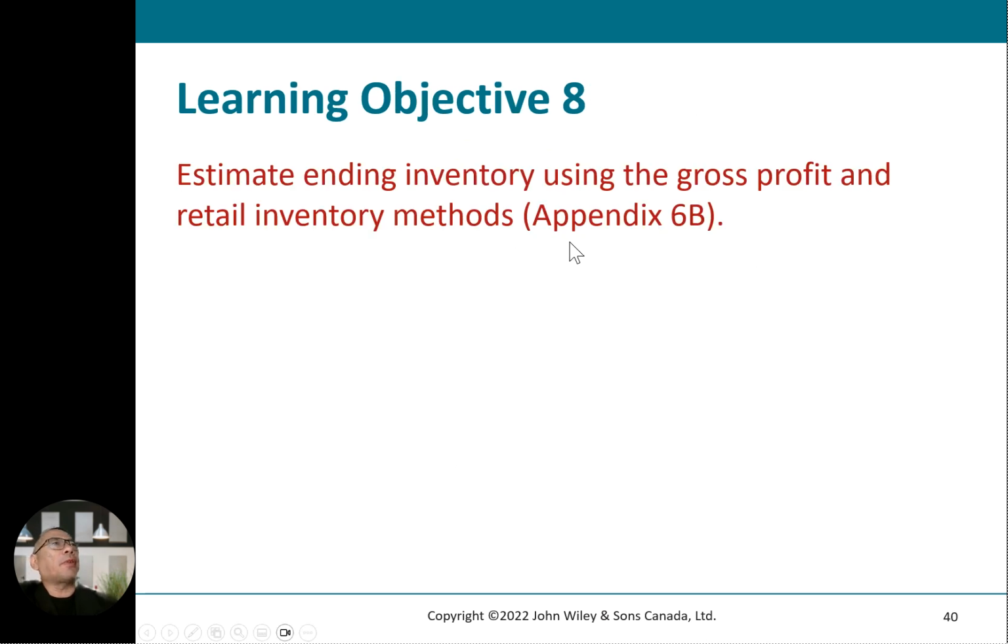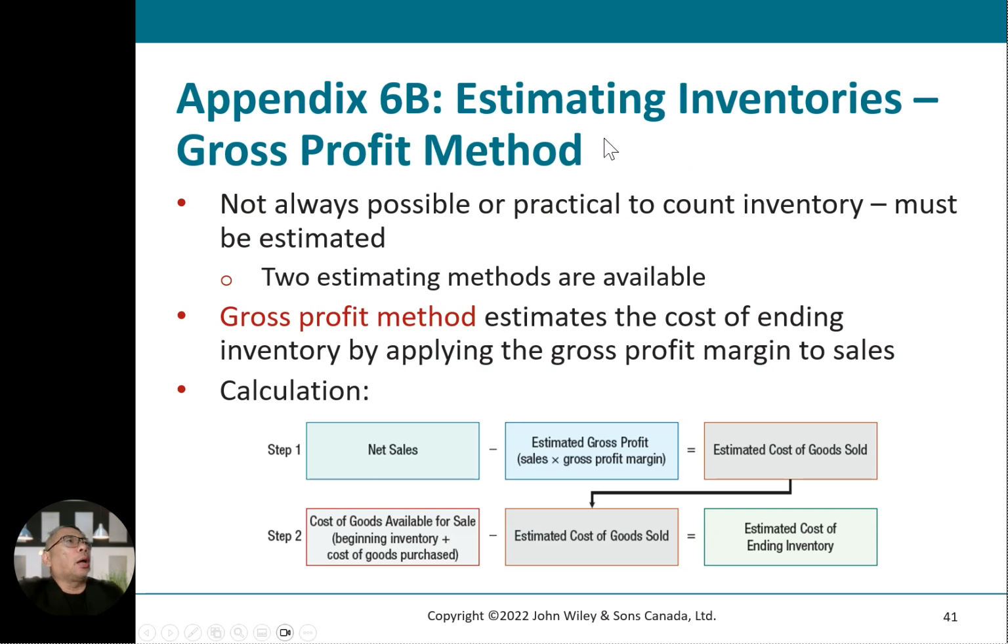All right. Objective number 8, estimating inventory using the gross profit and retail inventory method. Expanding B, the gross profit method: it's not always possible or practical to count inventory, so it must be estimated. Sometimes we're going to use estimates. The two estimate methods that I use: the first is called gross profit method. Estimate the cost of inventory by applying the gross profit margin to sales.